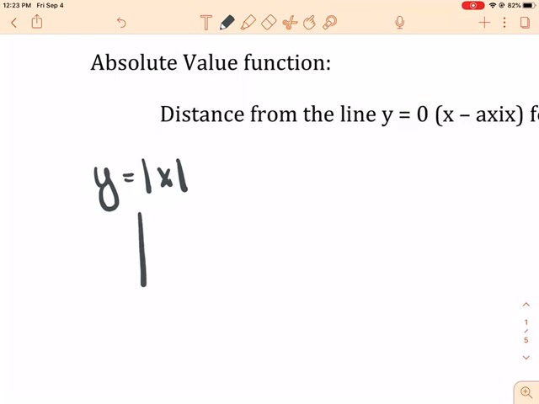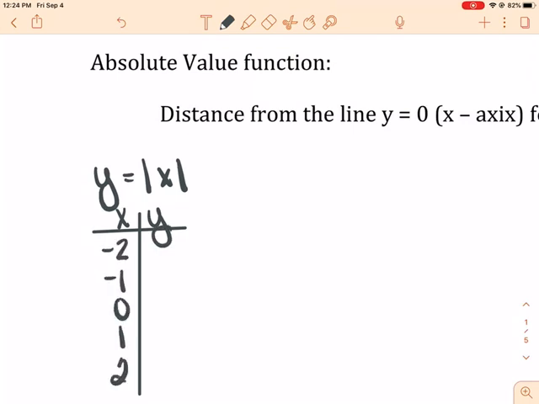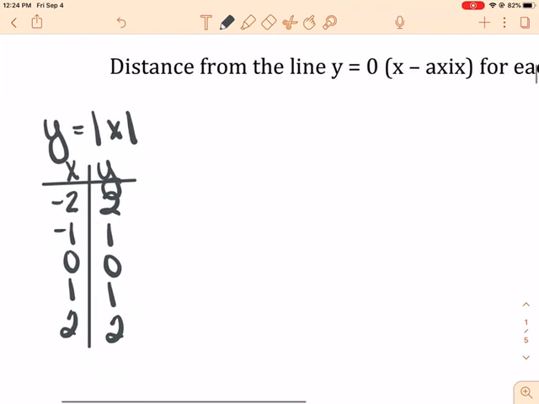Okay, so if we think about some ordered pairs that would make this true, let's develop a table here. And I like to pick 5 values. Let's do -2, -1, 0, 1, and 2. So if we put it in, we're going to get 2, 1, 0, 1, and 2. Notice no negative values. Again, we're talking about distance.